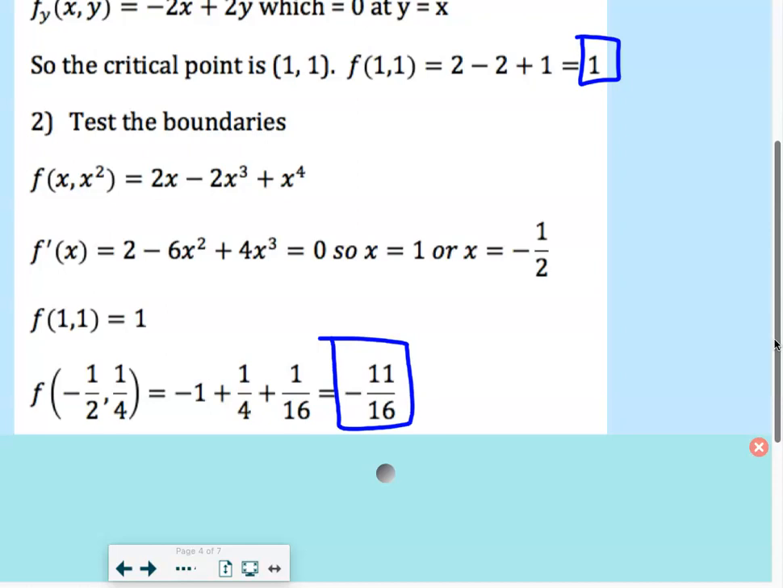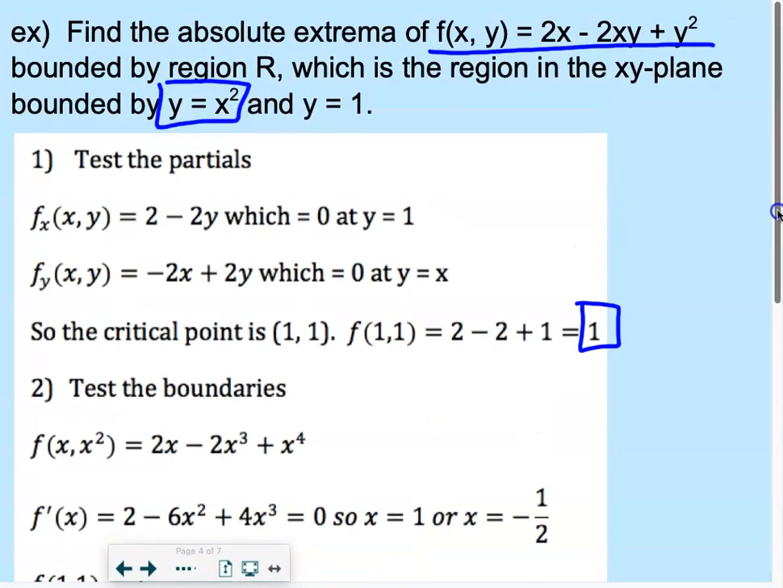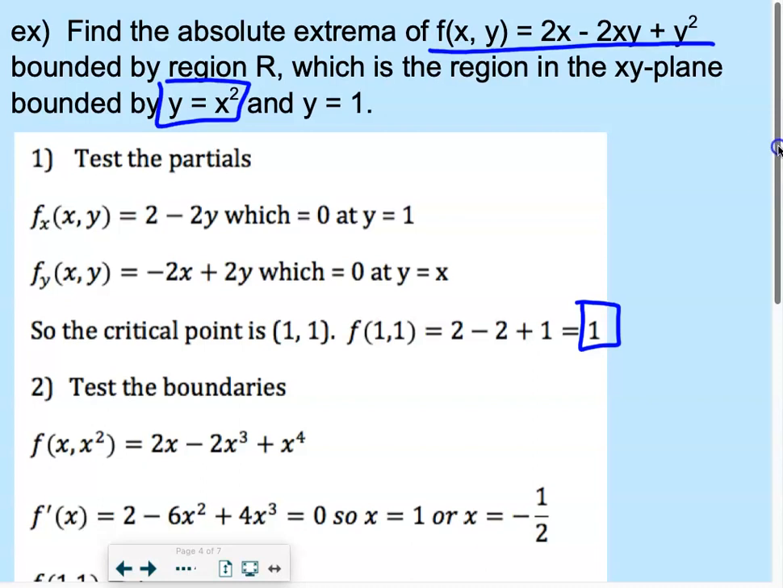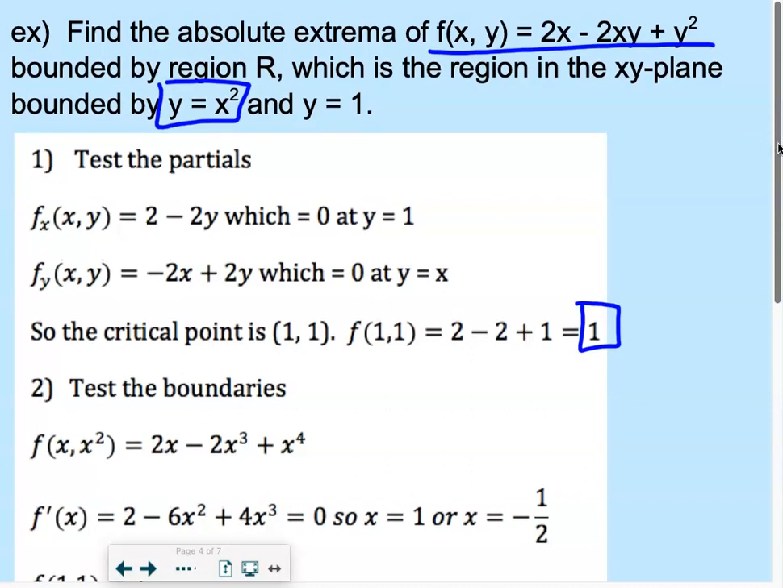Okay, we have one more boundary to check. The second boundary that we have to check is y equals 1. So now, instead of changing all of your y's to x squareds, you're going to change all of your y's to 1s. So to find your intersection of your second boundary, you're going to replace in your z function all of your y's with 1s. And then we're going to do the same thing. Find the derivative, find the critical numbers, and test them.